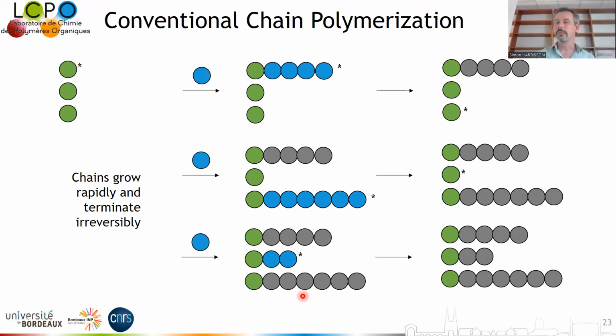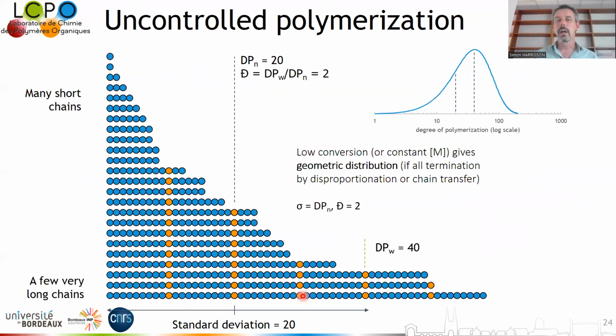Now, if we look at a conventional chain polymerization, that's a polymerization where each chain grows rapidly from an initiator molecule and terminates irreversibly under conditions where we have essentially a constant monomer concentration, so say we're stopping at a low conversion, and where there's a constant radical concentration. We know that essentially the chance the chain terminates or propagates is always constant, and we're going to end up with what's known as a geometric distribution of polymer chains.